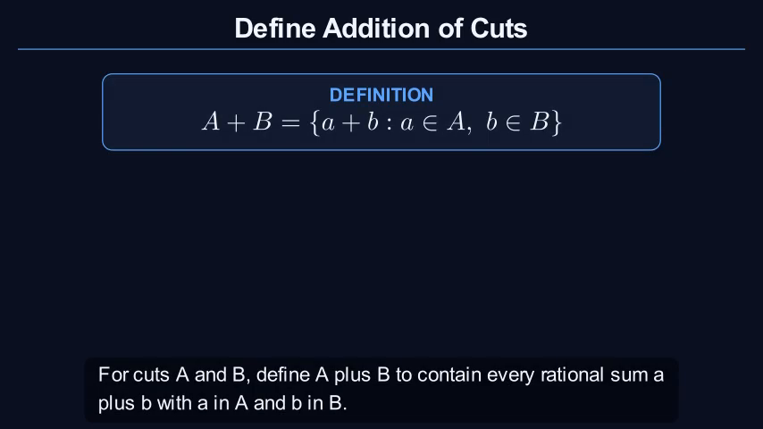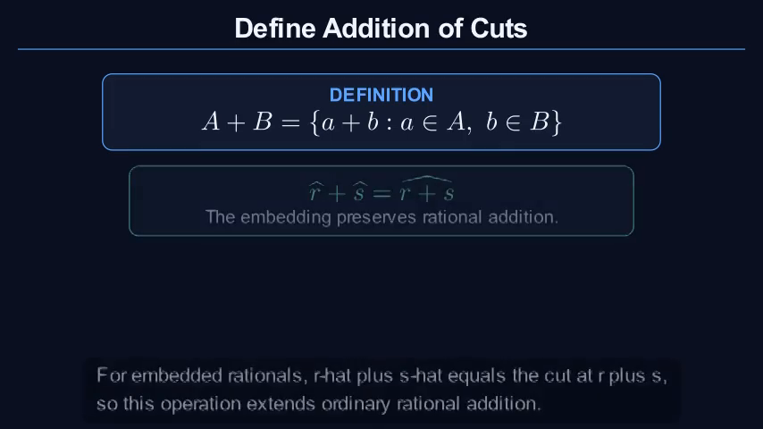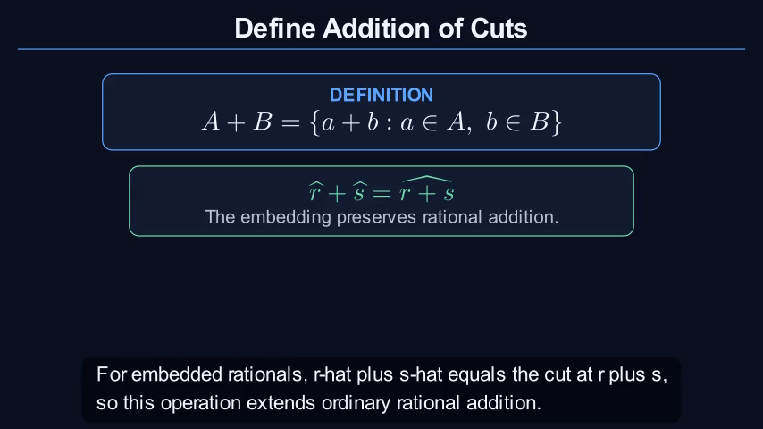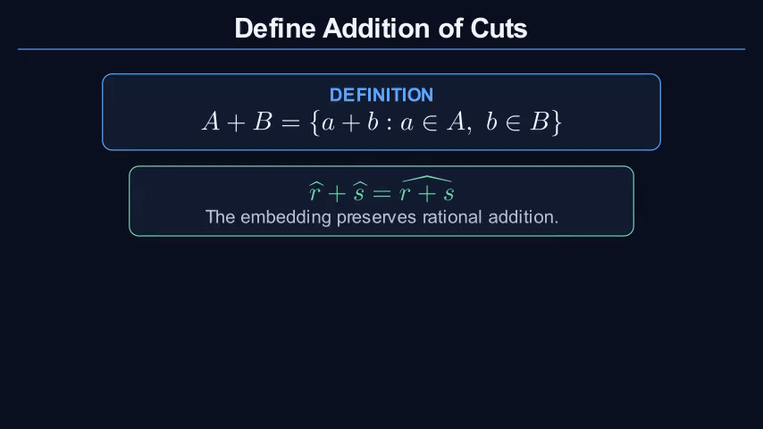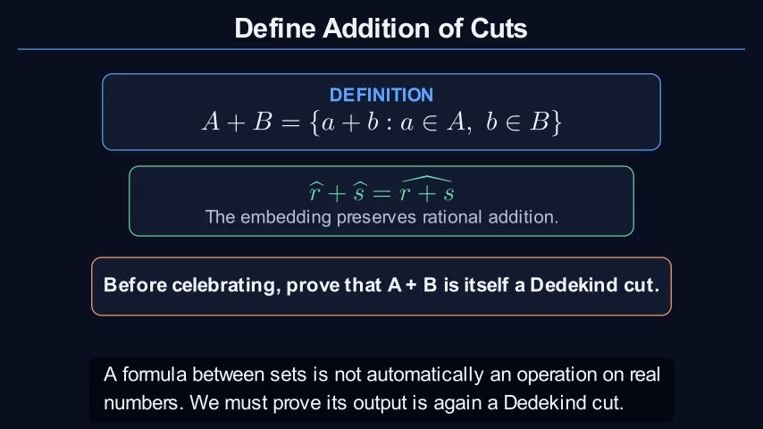For cuts A and B, define A plus B to contain every rational sum a plus b with a in A and b in B. For embedded rationals, R hat plus S hat equals the cut at R plus S. So this operation extends ordinary rational addition. A formula between sets is not automatically an operation on real numbers. We must prove its output is again a Dedekind cut.